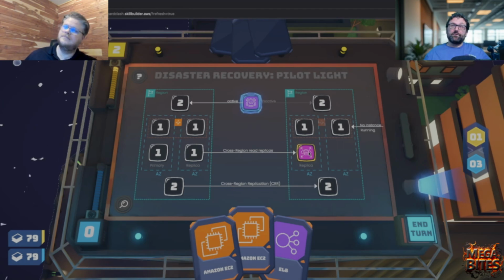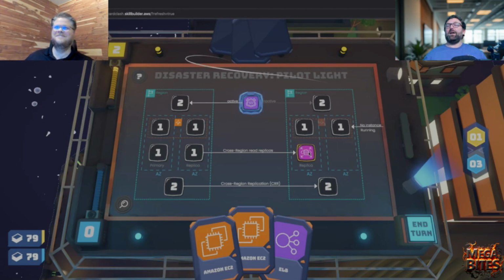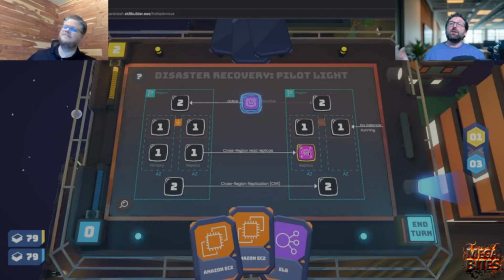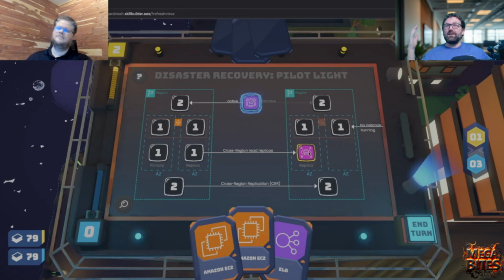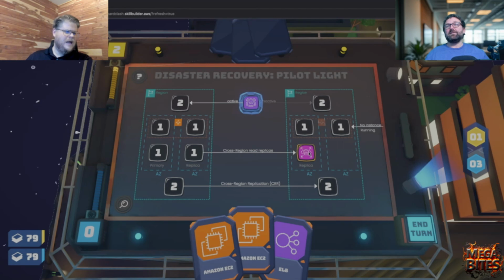What if the region fails so dramatically? Not that it happens, not that it has ever happened, but it's not impossible. What if the region fails so dramatically that even CloudWatch doesn't respond, doesn't give you an alarm, right? So that's a good question.